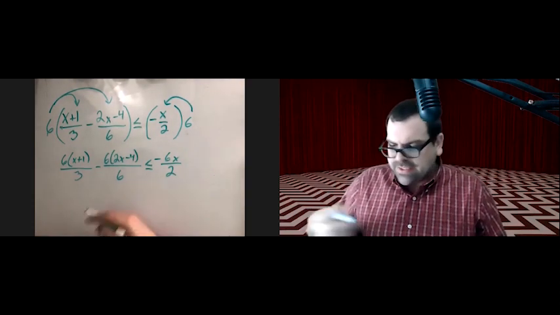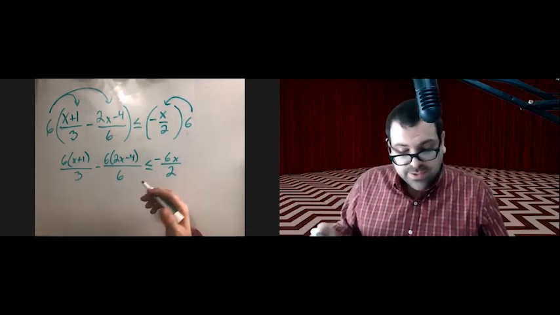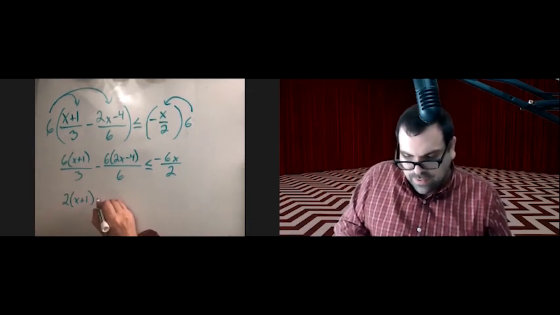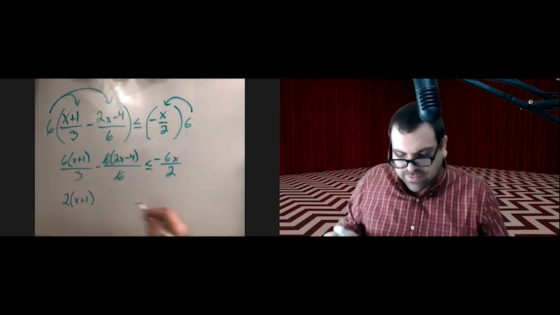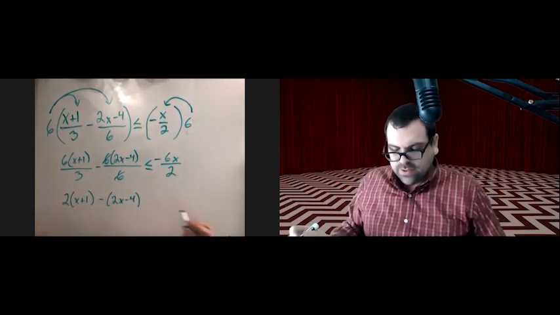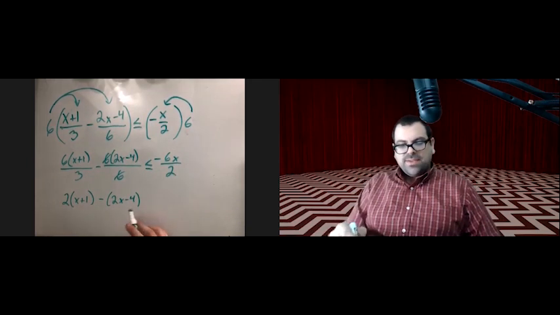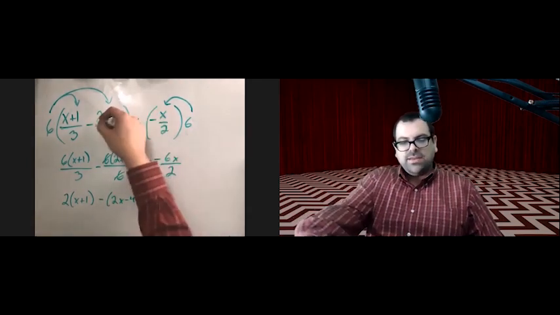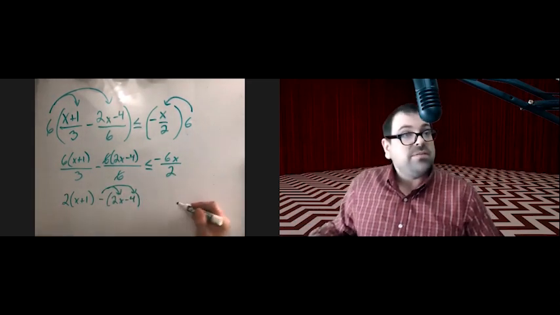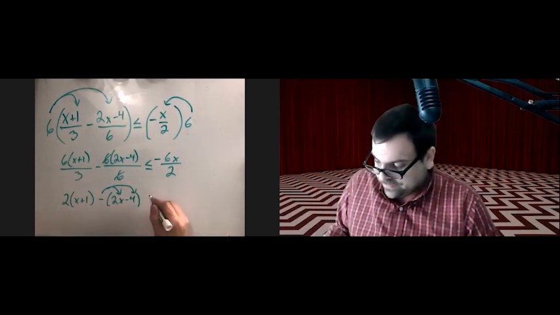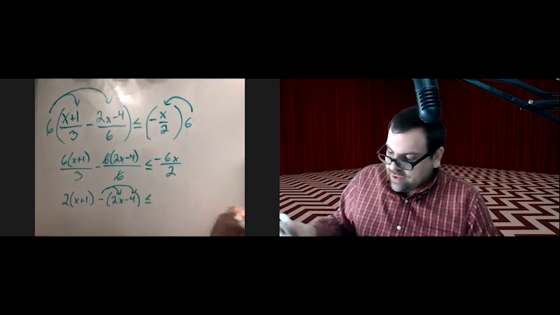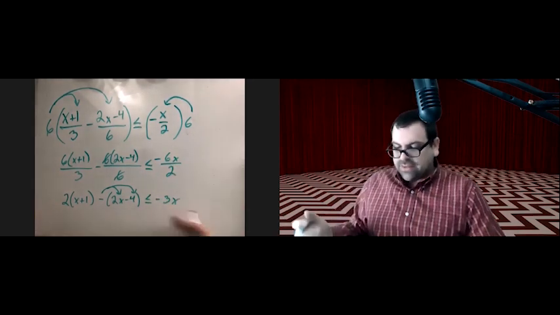How is this helpful? Like I said, it's going to get rid of the fractions for us because 6 over 3, that's just 2. And then 6 over 6, that cancels. So that's minus the entire 2x minus 4. Very important to keep that in parentheses because it is subtracting that entire thing, which means in the next step, we're going to have to be sure to distribute that negative. Less than or equal to negative 6 over 2, that's negative 3x. And look at that, the fractions are gone.